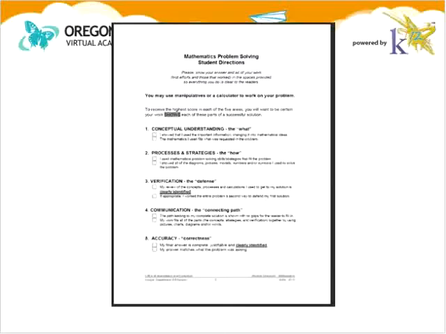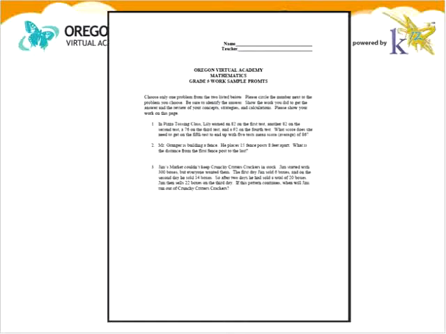The first one is called the Student Directions, and this is where you get your directions on what to do for the work sample. It explains that you are able to use manipulatives. You can use a calculator to work on your problems. It does explain all the different areas that we're looking for, and it's a little checklist. You can check off all the different sections to make sure that you have all the necessary information for your MathWorks sample.